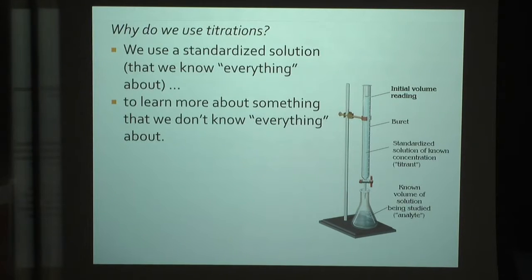So in this picture, I don't know if you can tell, but there's a liquid in that tall, skinny burette up top. And then there's a liquid in that bottom flask. Those are two different things. And we're going to use the one that we know about, which is in the top skinny burette, to understand what's in the bottom one, where we don't know everything about it.